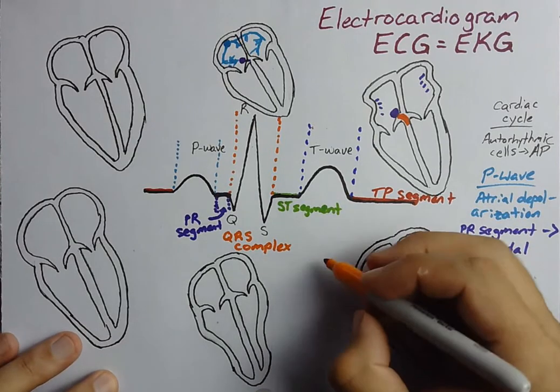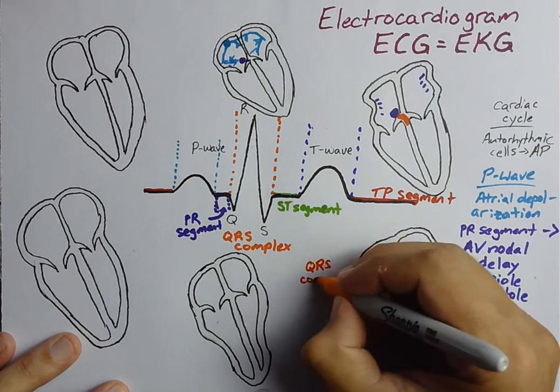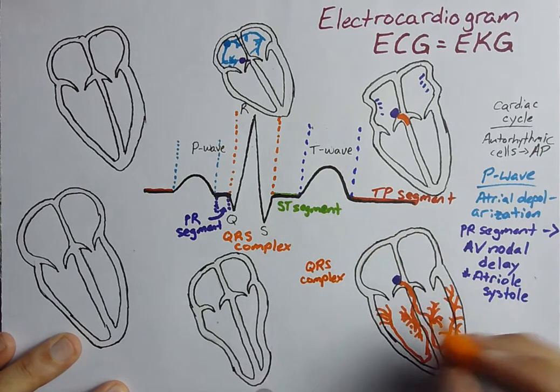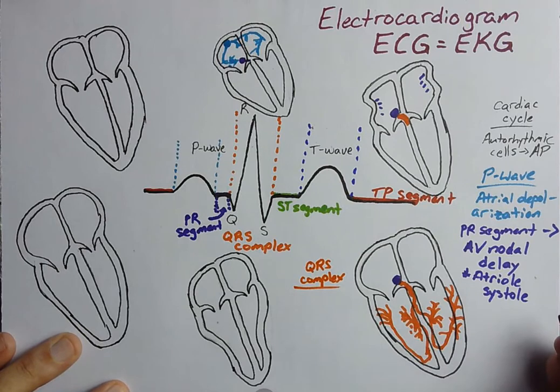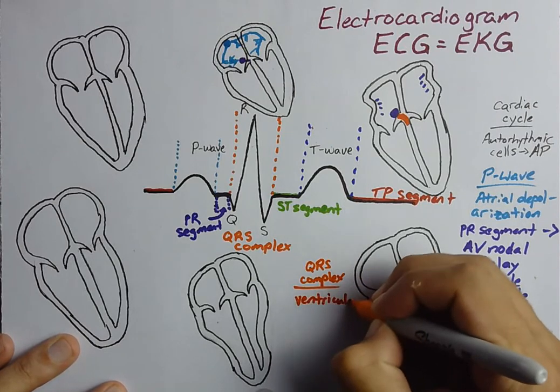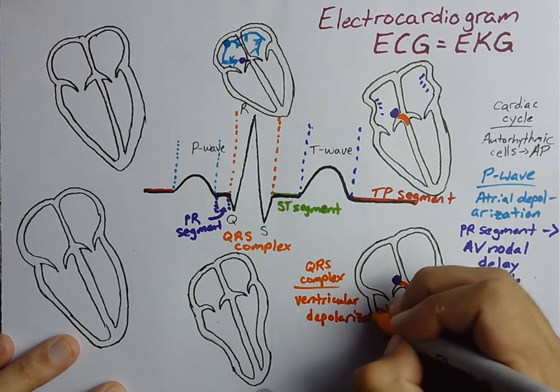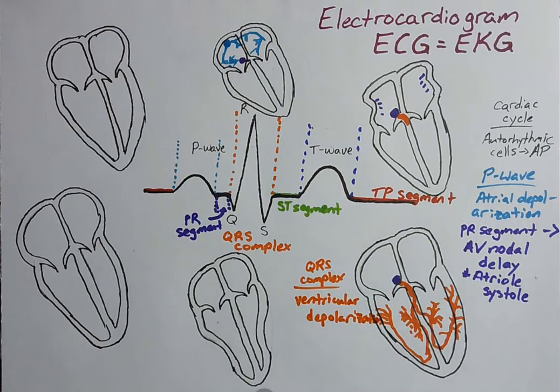The QRS complex is the period of time when the entire ventricular system is depolarizing. Okay, this is ventricular depolarization. We're running out of room.